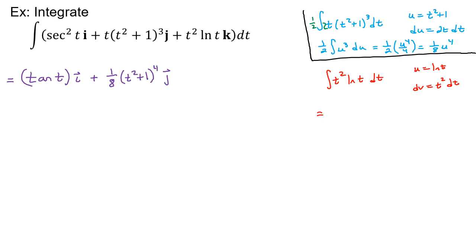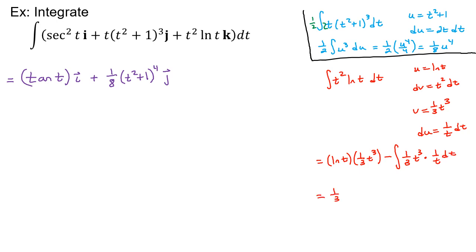Actually, let me write that down while I'm writing this other stuff down. V would be... ooh, that is awful. I hit the wrong button and made it really thick there for a minute. Your v would be 1/3 t cubed, or t cubed over 3. And your du would be 1 over t dt. And so this integral turns into u times v, which is natural log t times 1/3 t cubed, minus the integral of v times du, which is 1 over t dt.